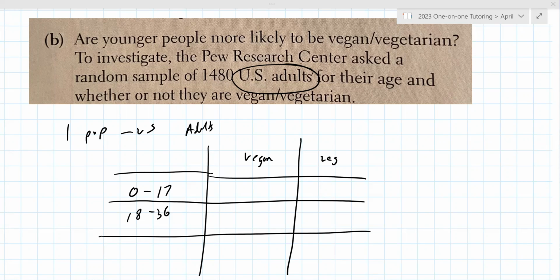Like 3 different ones. This is independence, because you're trying to determine whether the 2 variables are related or not, age and vegan, veg. Yeah. So it would be for independence. Yes. Okay. Perfect. All right. What's next?